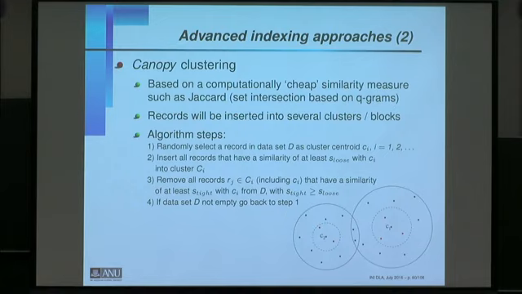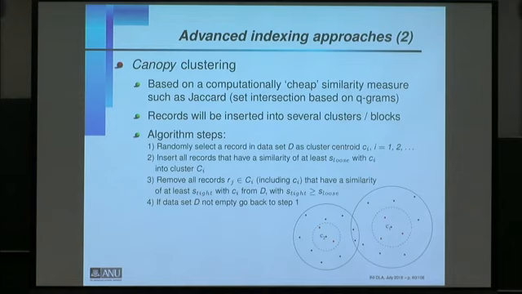This will be cluster 1, this will be cluster 2. So we add all the records with a certain similarity into that cluster. Then we remove from the data set all the records which fall within the tight similarity. So for cluster 1 over here, all the records in this area are included in the cluster, all the records in the smaller radius are removed from the data set, and we repeat the process until every record is in a cluster. Then each of the clusters becomes a block.